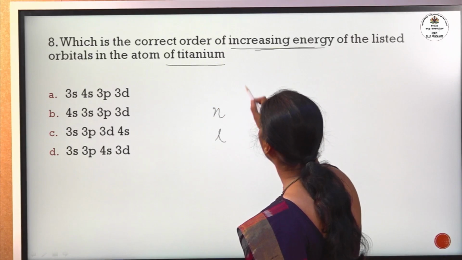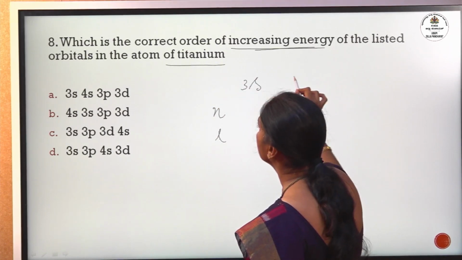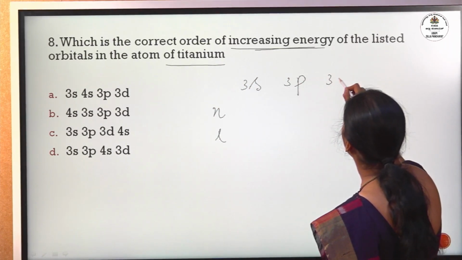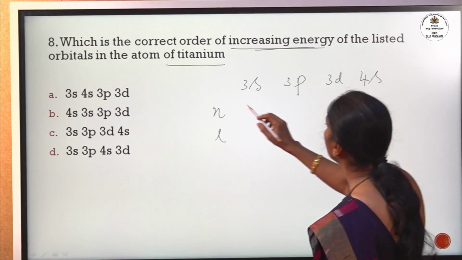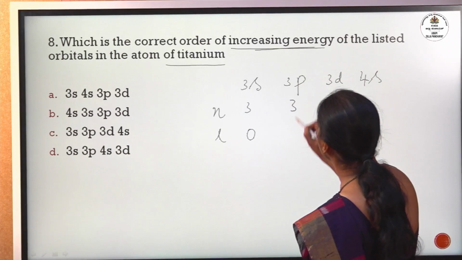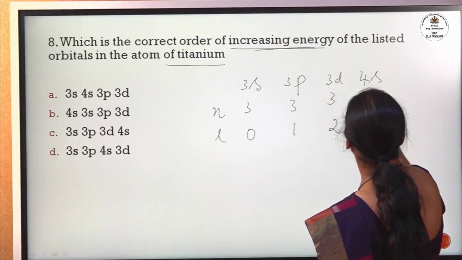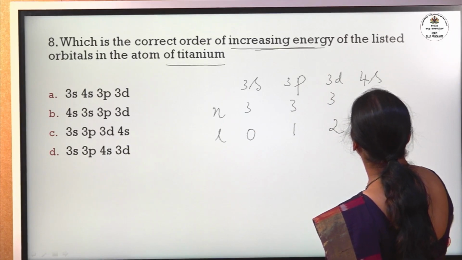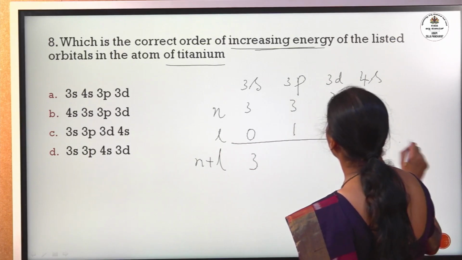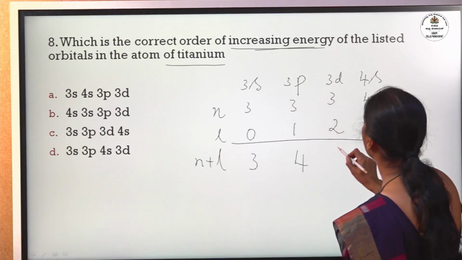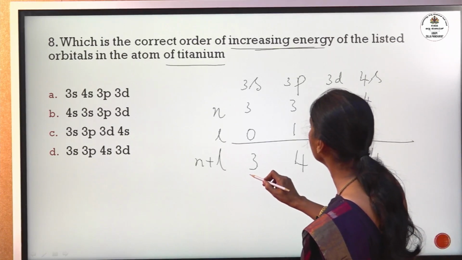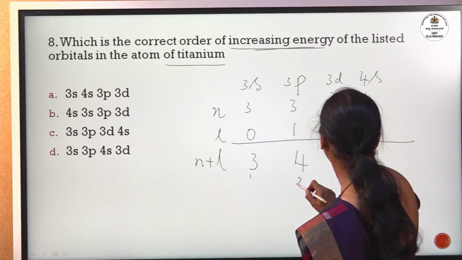We will calculate the n value and L value for 3s, 3p, 3d, and 4s. For these, n is 3, L is 0; n is 3, L is 1; n is 3, L is 2; n is 4, L is 0. So n plus L is 3, 4, 5, and 4. So the order is, this should come first, then comes this.